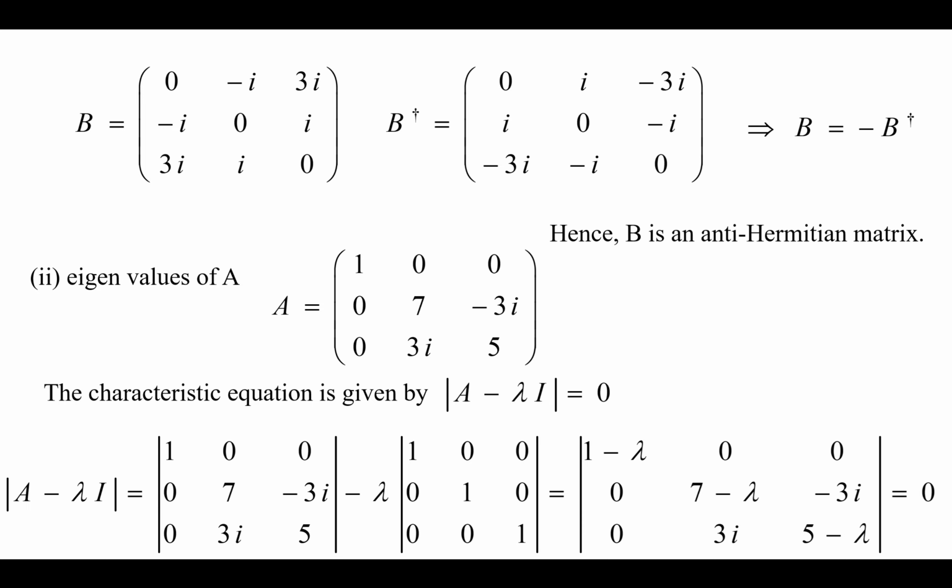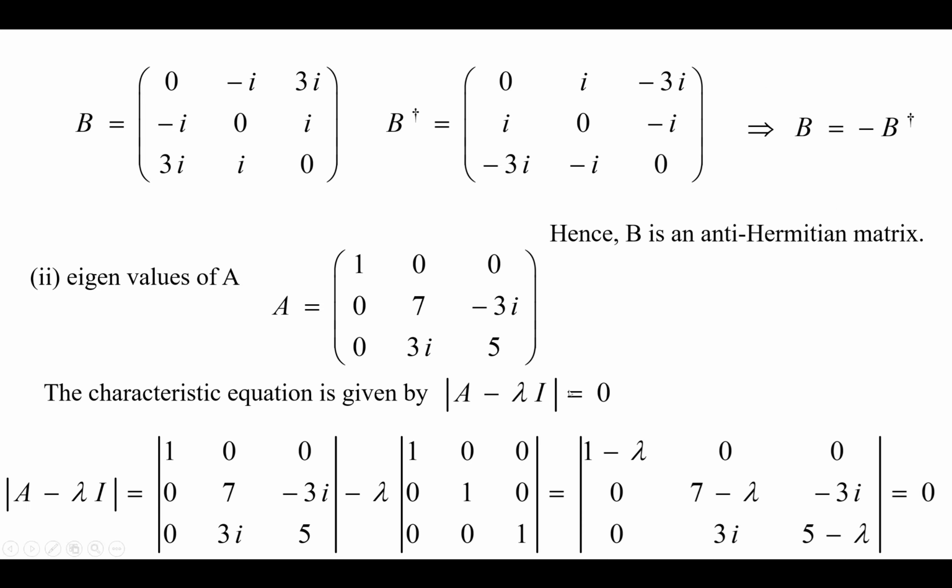For all Hermitian matrices we will get real eigenvalues. For all anti-Hermitian matrices we will get imaginary eigenvalues. Okay, so whether we are able to get the same thing or not, we will check. Now we will go for the second one, which is nothing but the eigenvalues of A. Just take the eigenvalue. We are going to take the matrix A equals 1 0 0, 0 7 minus 3i, 0 3i 5. Take the secular equation.